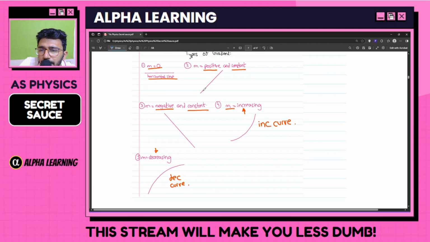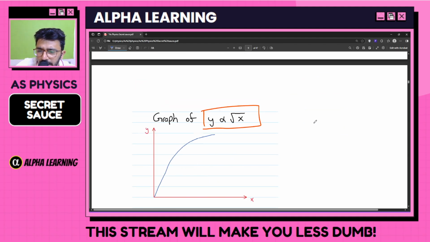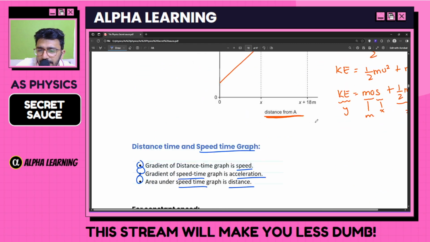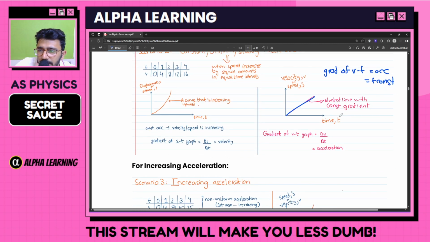If your gradient is positive and constant, upward sloping line. If your gradient is negative and constant, downward sloping line. If your gradient is increasing, you draw an increasing curve. If your gradient is decreasing, you draw a decreasing curve. If your gradient is zero, you draw a horizontal line. Simple. Here, in the uniform acceleration case, your gradient is positive and constant, so you draw an upward sloping line.